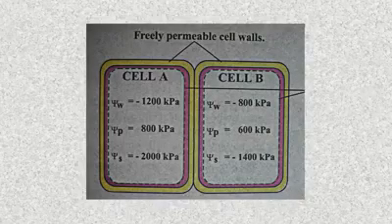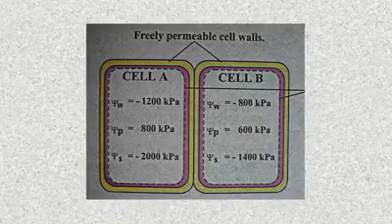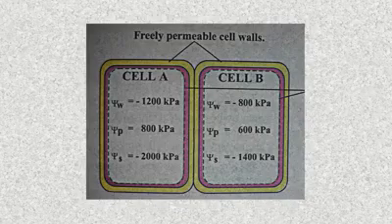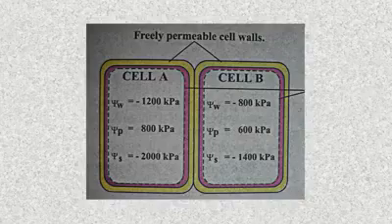I'm writing all these values in front of you. As you can see, cell A has a water potential of minus 1200 and cell B has a water potential of minus 800. The values of pressure potential are 800 for cell A and 600 for cell B. The solute potential is negative 2000 for cell A and negative 1400 for cell B.